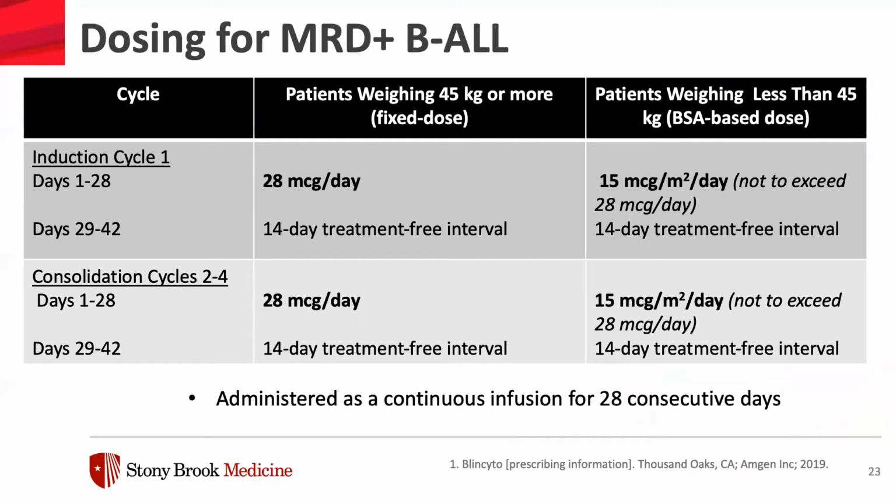And there's different dosing recommendations for different indications, but both are consistent with a 28-day dose. So this is for minimal residual disease positive B-ALL. It's a weight-based dosing based on whether the patient weighs 45 kilos or more, they get a consistent dose of 28 micrograms per day. Or if they weigh less than 45 kilos, they have a BSA based dosing. And this is administered as a continuous infusion for 28 consecutive days due to it having such a short half-life. And after a few days of hospitalization, so the patient can be monitored, patients then go home with a small portable infusion pump and can be sent home with home infusion services.